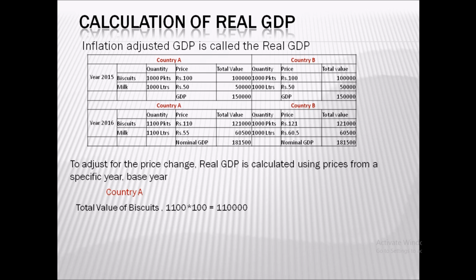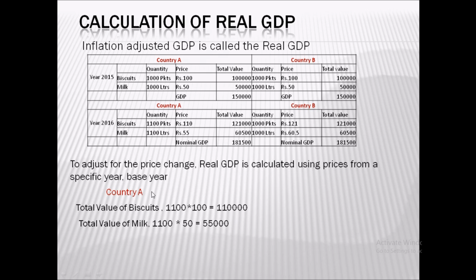The total quantity of biscuits produced by country A in the year 2016 is 1100 packets. Okay, and for calculating real GDP, we will take the price of 2015, which is the base year. So 1100 multiplied by 100, you have 1,10,000. So that's the total value of biscuits produced in the year 2016 by country A.